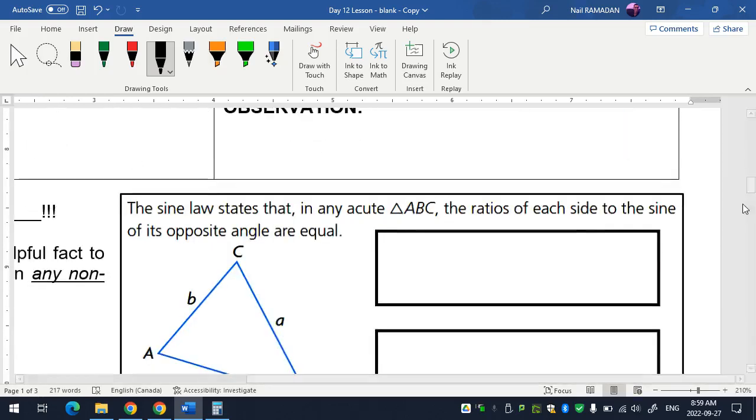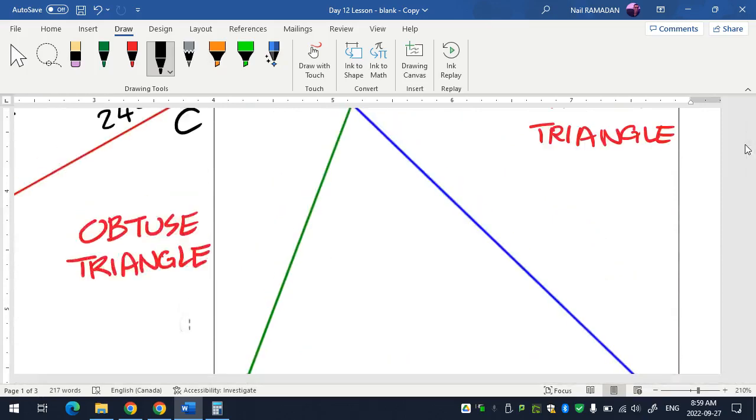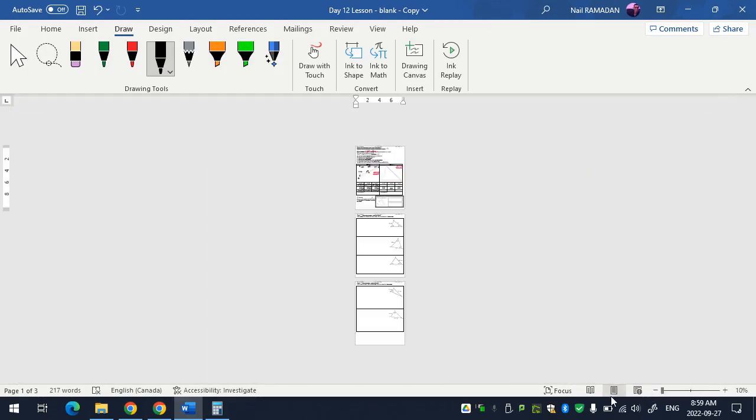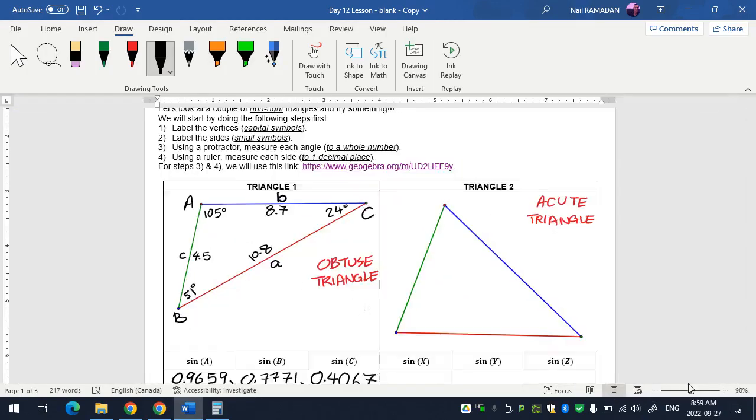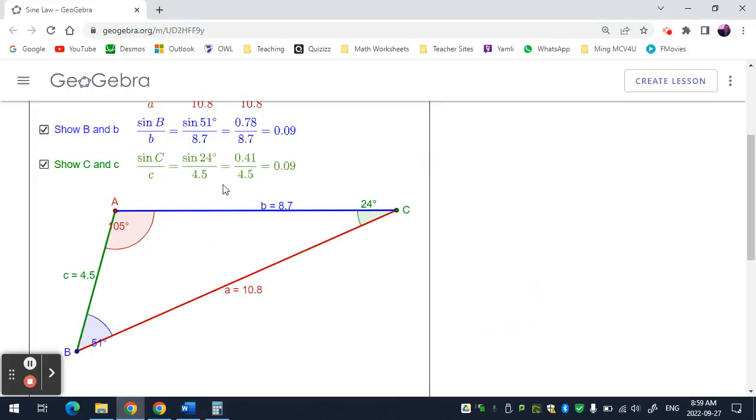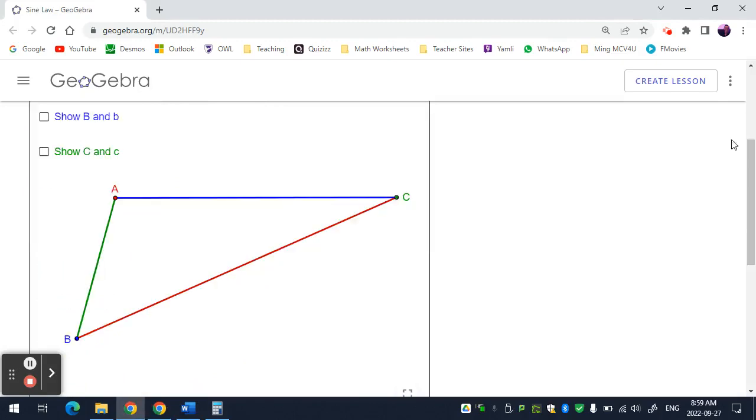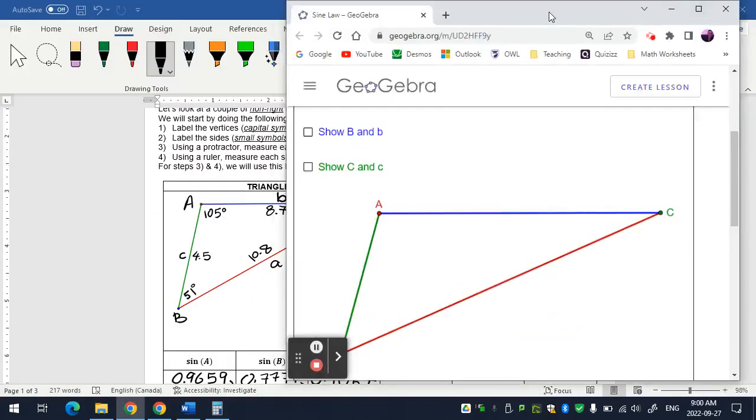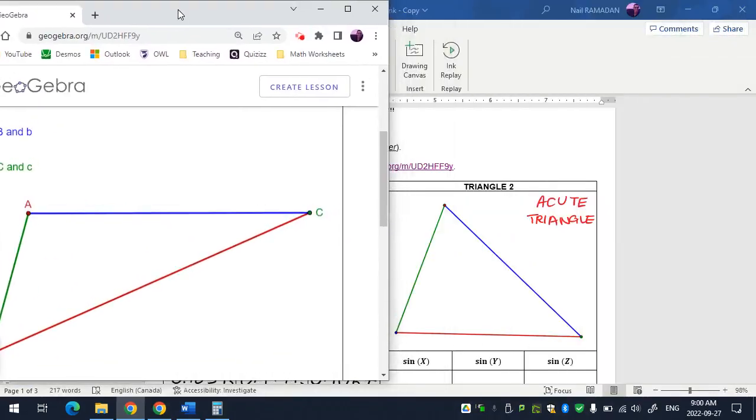Okay. So I need to create this triangle. All right. Here's the website. Okay. Clear, clear.